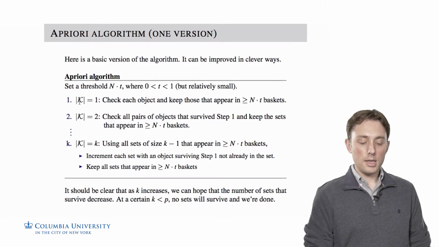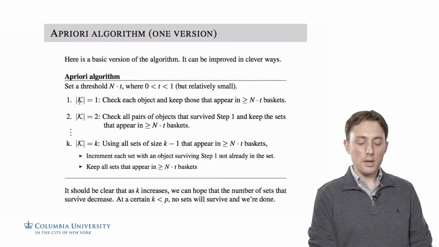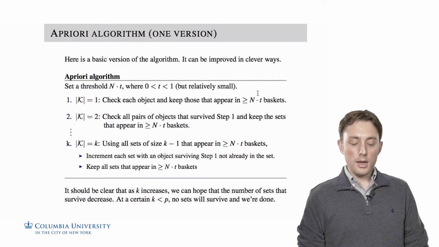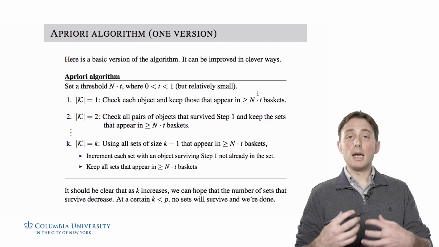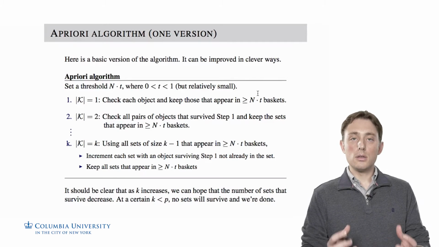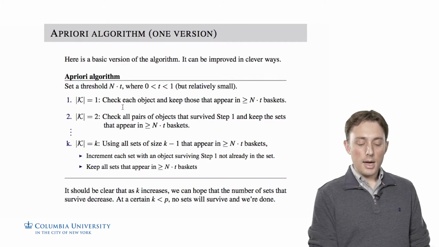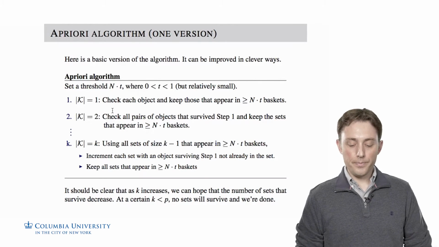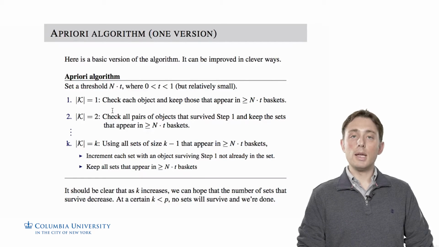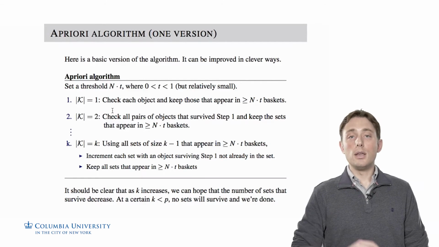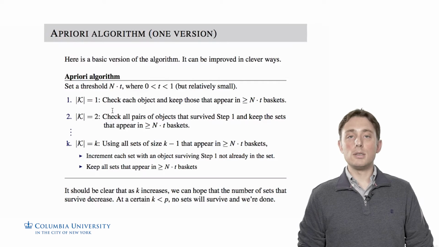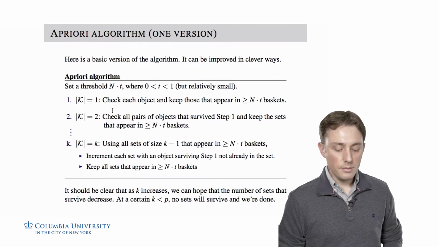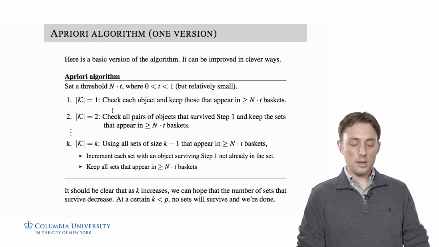So we take all of the sets of size 1 that pass this threshold and construct subsets of size 2 among those objects, and then check those and see which subsets of size 2 appear in more than n times t baskets. We keep the ones that appear more than n times t times, and then throw away all subsets of size 2 that don't occur enough times. And then we keep doing this.